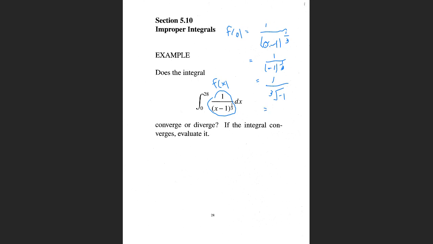Is the cube root of negative 1 defined? We know the square root of negative 1 is not defined, but is the cube root defined? It is, and that's right, Jacob, it equals negative 1. So this is going to equal 1 over negative 1, that's negative 1. So the function's defined at x equals 0, and it's certainly defined at x equals 28. So what's the problem here? Why is this an improper integral?